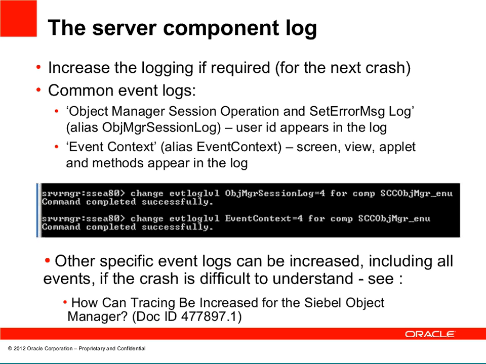The key thing about this is that towards the head of the log file, it gives the user ID, so the user's login details are in the log. The other thing is event context, which gives the screens, views, applets, and method calls. I've put a little screenshot in there showing how you can increase those from the Server Manager command line. And of course, we've got a document, how can tracing be increased for the Siebel Object Manager, and this gives details of more events that you can increase as well.